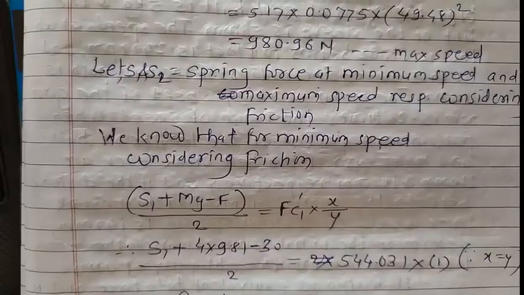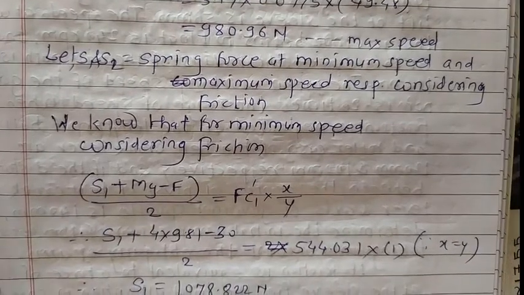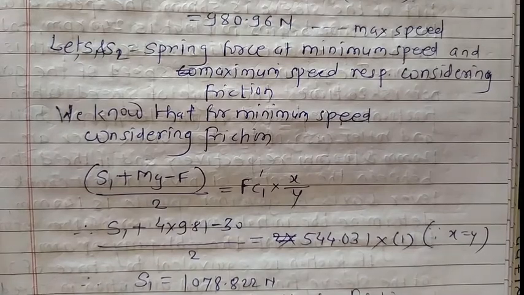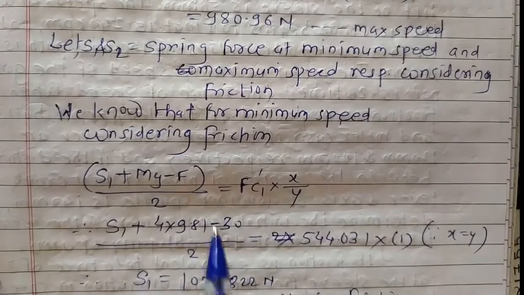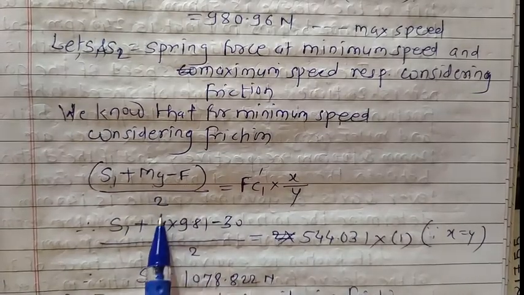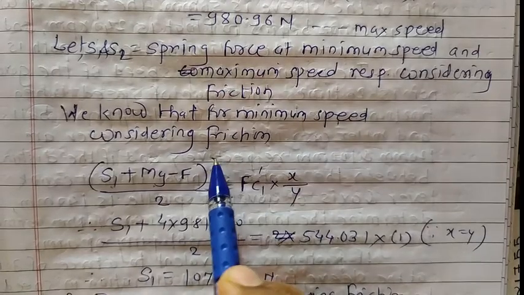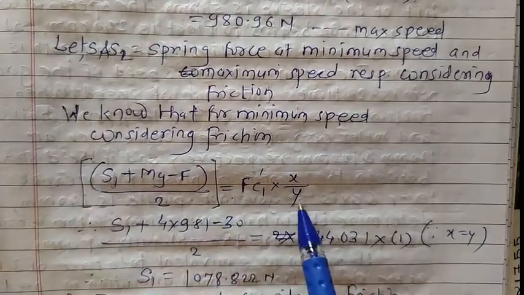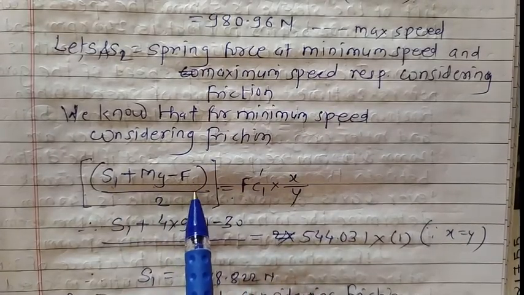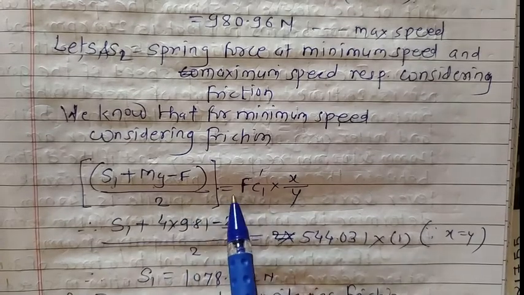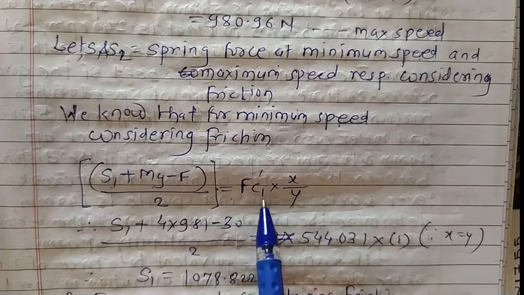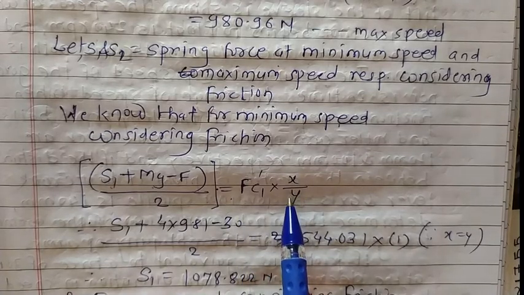For that let us consider the minimum position and take the moment of all the forces. So what we get here: S1 plus mg minus F, for the minimum position you just subtract this, divided by 2, equals, so this is the force. If you multiply this term by y, this is nothing but the moment of that force about the pivot point, equals Fc1 multiplied by x, which remains here.